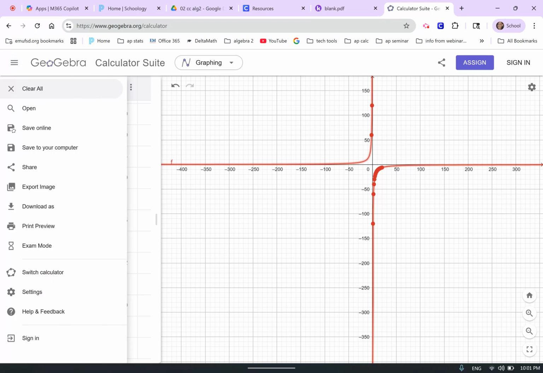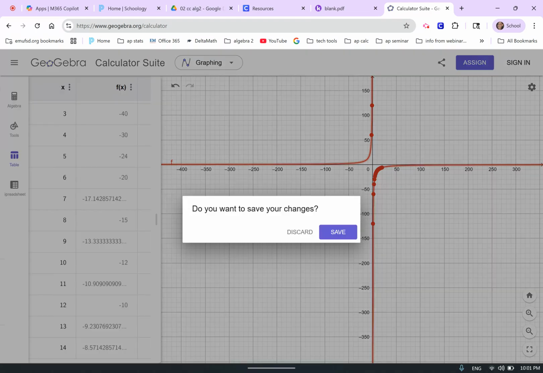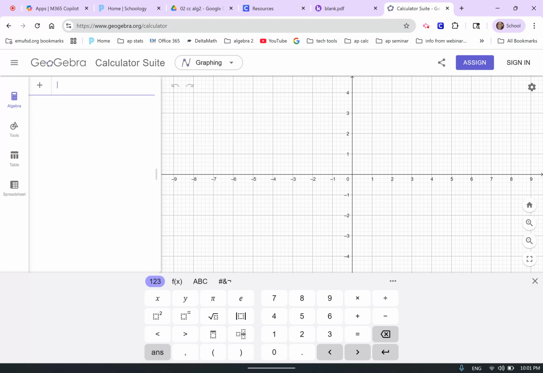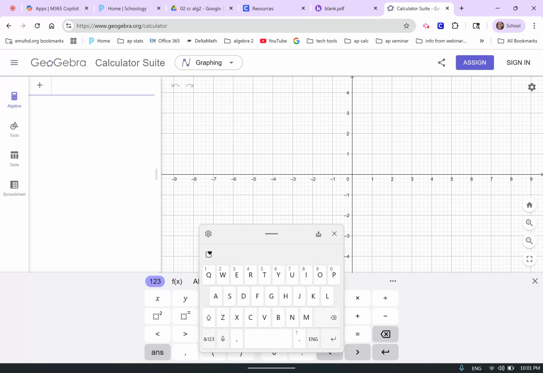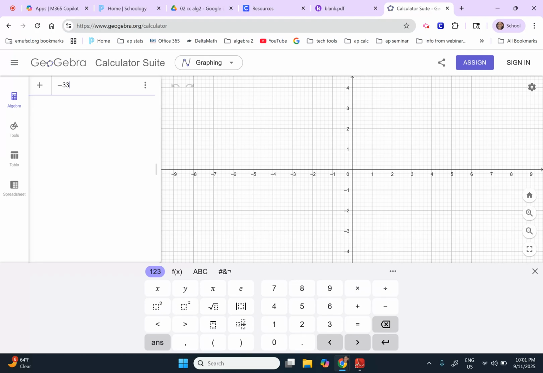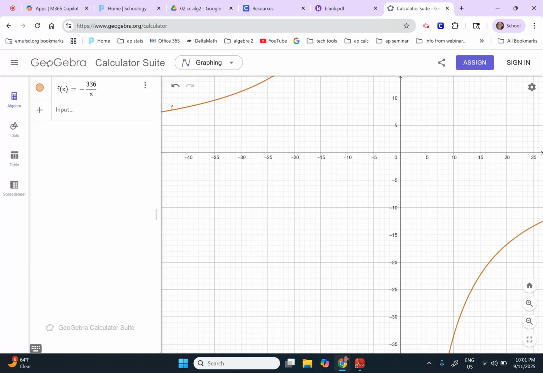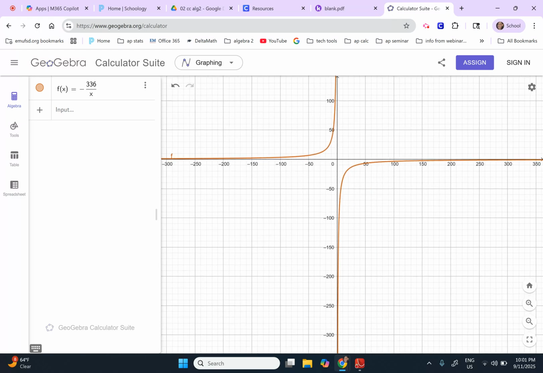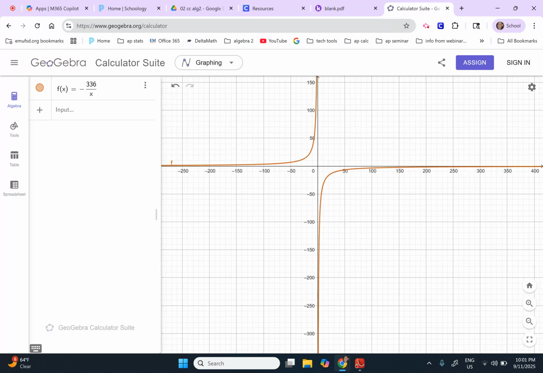So I'm going to clear what I have in GeoGebra now. And I'm going to start, and I'm going to type in negative 336 divided by what? Divided by x. Again, you can't see anything, so I'm going to try to change my window so I see the graph. Not that that's, you can get away with not doing that.